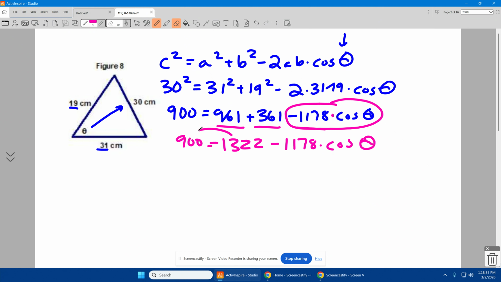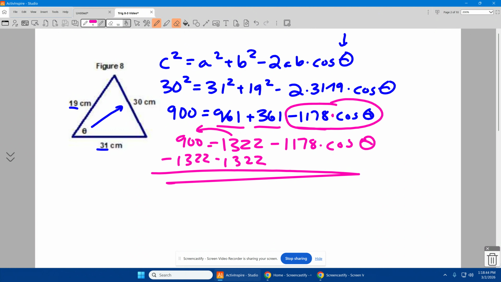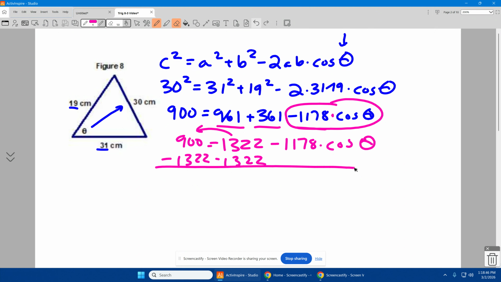So I'm now going to move this number over to be with the number. So I subtract 1322 from both sides. It gives me negative 422 equals negative 1178 times cosine of theta. Now get cosine of theta by itself. So divide by negative 1178 on both sides. Negative divided by negative, that's going to go away too.